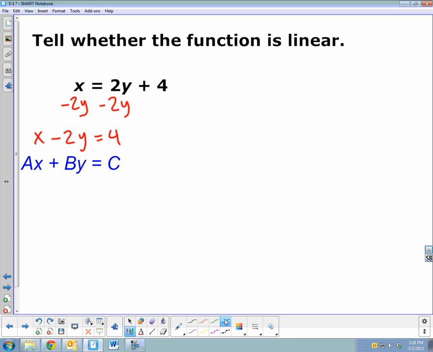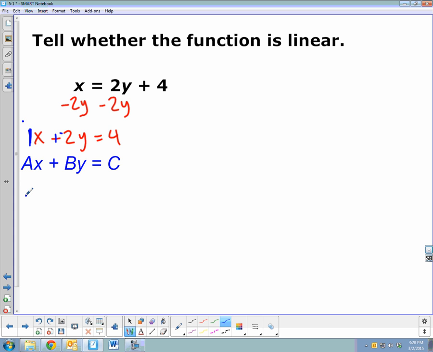We still need to remember that we have to do plus negative. And so now we have the plus. We have a b. B would be negative 2. Y is in the right spot. X is in the right spot. There's no number a. Well, really, a is 1. There's 1x plus negative 2y equals 4.